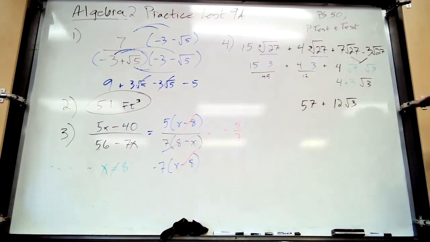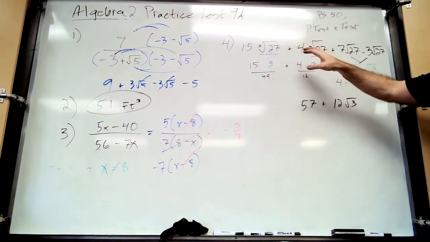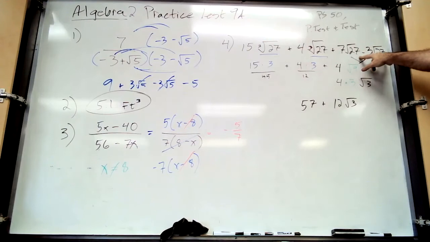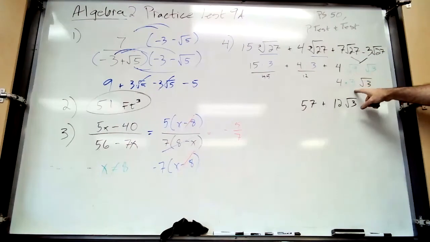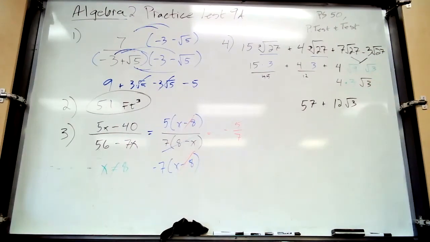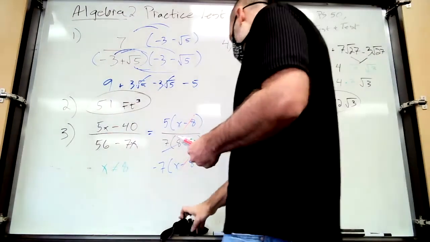Okay, so this should be comfortable for you, right? This one, you just have to remember how to reduce a radical, simplify a radical. So pull out the biggest square. Pull out that 9, it becomes a 3. Okay, so here's your final answer. Can't go any farther.